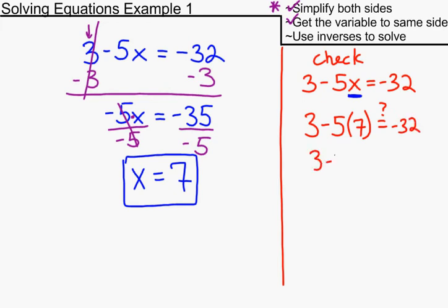So that gives me 3 minus 35. I still don't know yet if it equals negative 32. And finally, I prove that negative 32 does in fact equal negative 32. So when I substitute that 7 back in for x, I prove that he is a solution to my equation. And in this case, he is the only solution, the only number that would make both sides the same on my original equation.